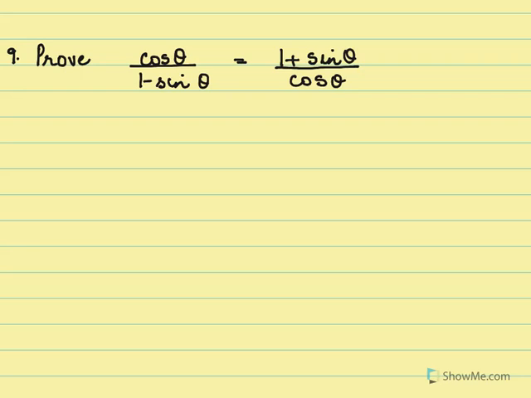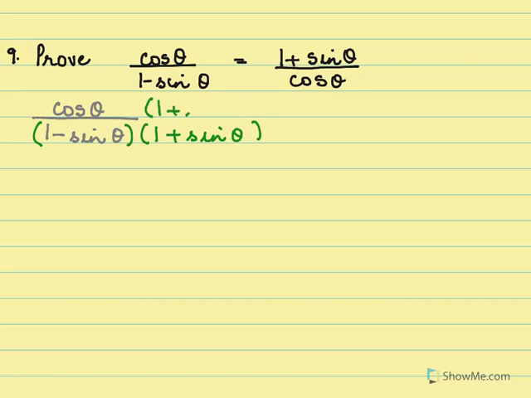For the ninth one, prove cos theta over 1 minus sin theta equals 1 plus sin theta over cos theta. Let's take the left hand side. So here's cos theta over 1 minus sin theta. What I'm going to do for this one is multiply 1 minus sin theta by 1 plus sin theta, a plus b, a minus b. Now whatever you do to the denominator, you need to do to the numerator so that the fraction does not change.